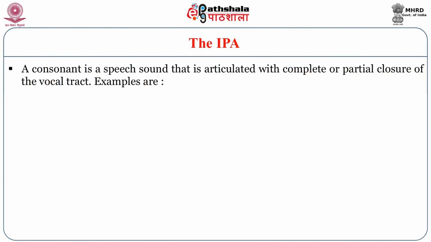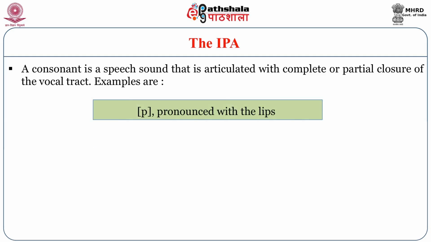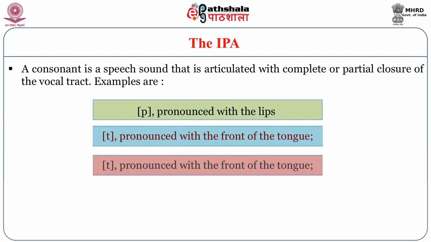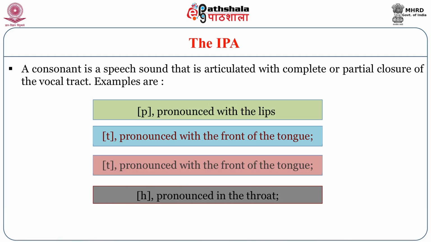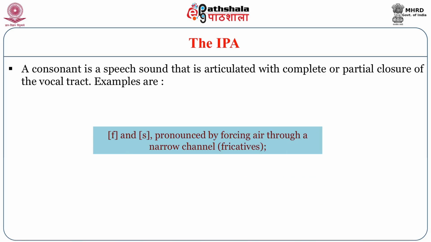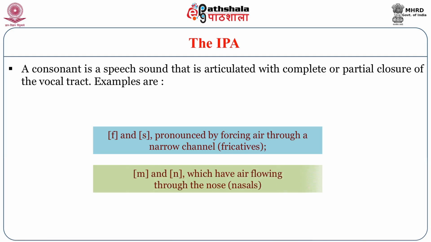A consonant is a speech sound articulated with complete or partial closure of the vocal tract. For example, sounds pronounced with the lips, with the front of the tongue, with the back of the tongue, in the throat, and by forcing air through a narrow channel. They are also known as fricatives. And finally, like M, N, which have air flowing through the nose, nasals.